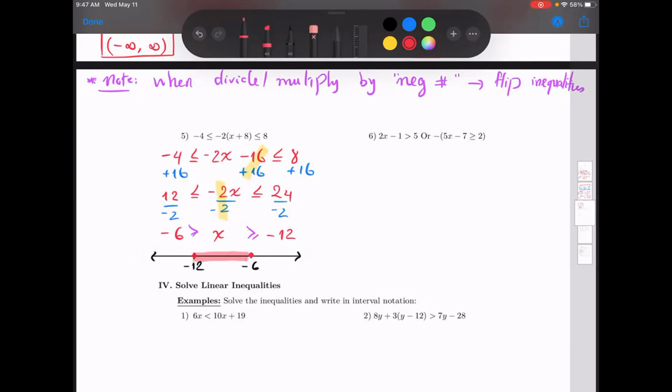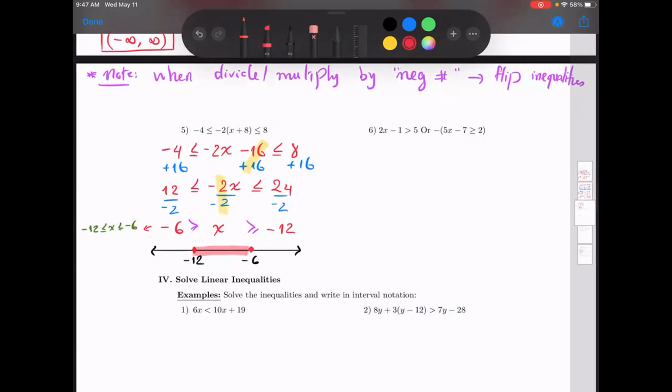Some people just don't like this. If it helps you, I'll use dark green, you can change it into -12 less than or equal to x less than or equal to -6. Is it better? No. Because -12 is less than -6, so I put it on the left. It's the same thing, right? So the solution will be bracket -12 comma -6 bracket. Expect something like that on the exam.